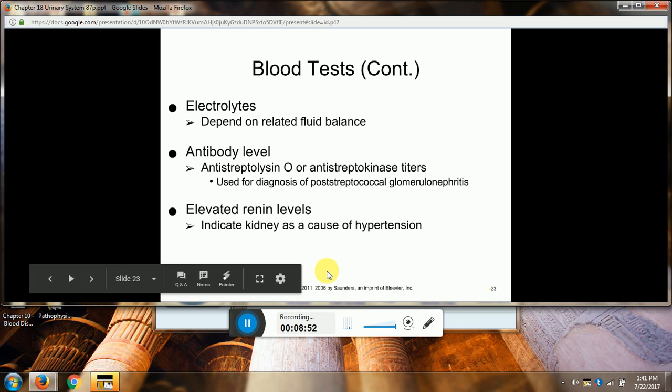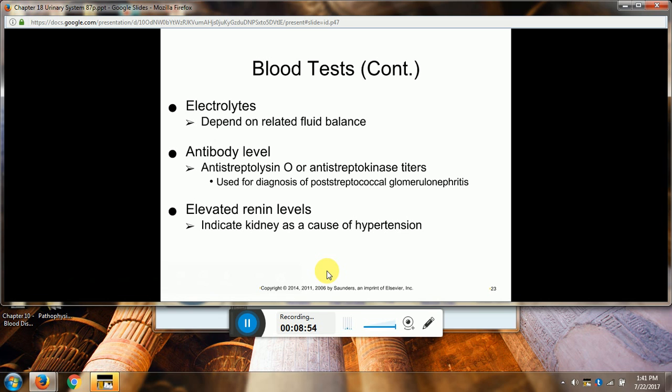Other blood tests would be to check the electrolytes. Remember, one of the functions of the kidneys is to maintain a normal balance of sodium, potassium, chloride, magnesium, and different electrolytes. So if there's a kidney disease, that could lead to an imbalance of these electrolytes.